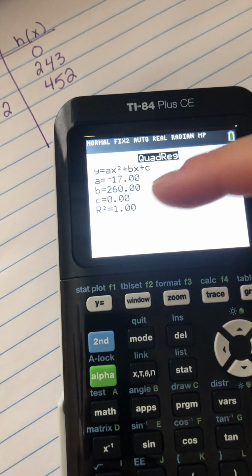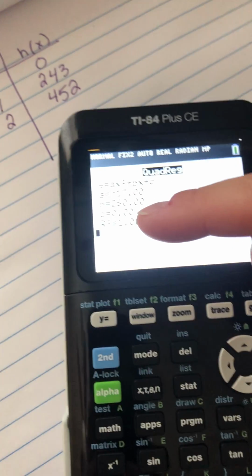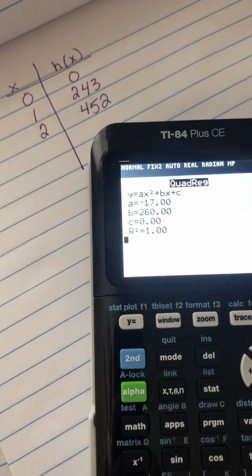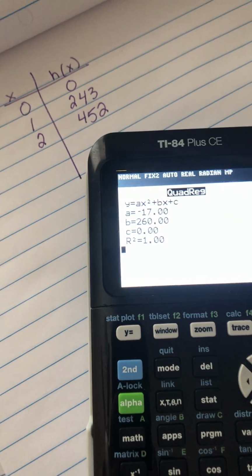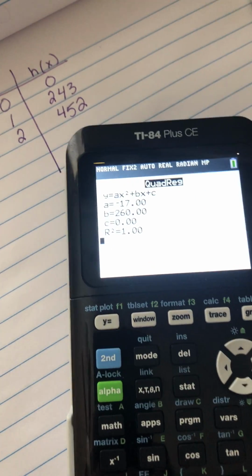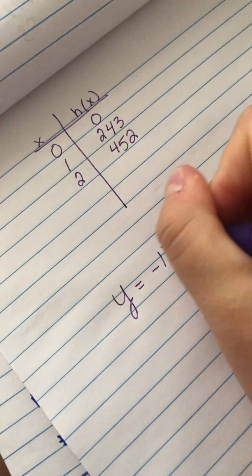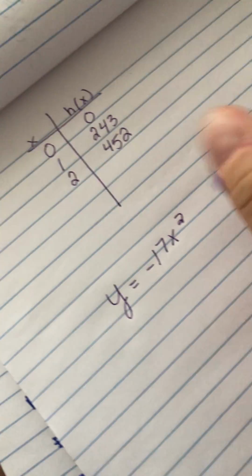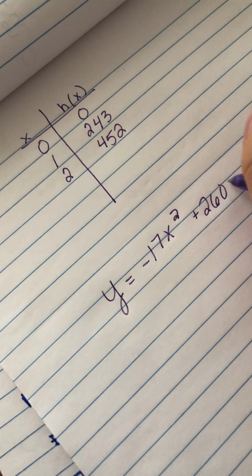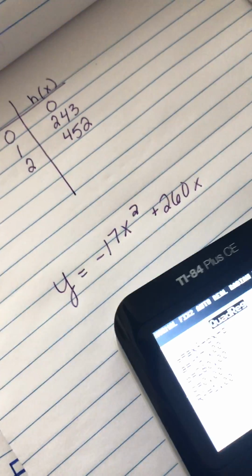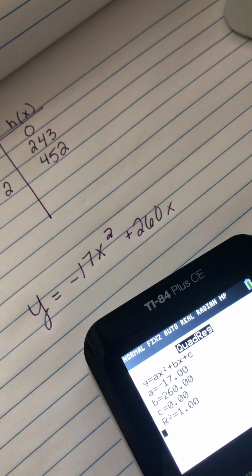A is negative 17, B is 260, C is 0, which we knew C was 0. C is always the y-intercept, and they told us flat out it starts at the 0. And so that part we kind of figured out. So y equals negative 17x squared plus 260x is going to be our quadratic function for that situation.